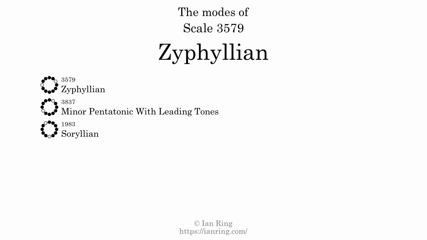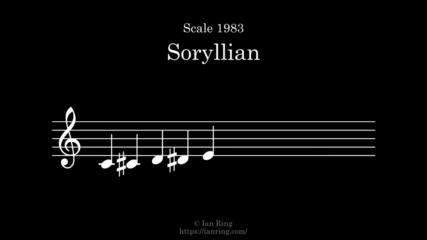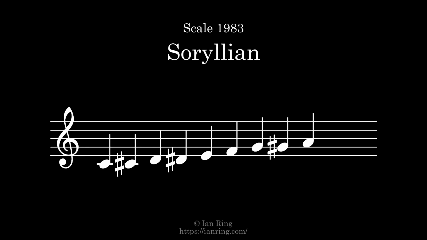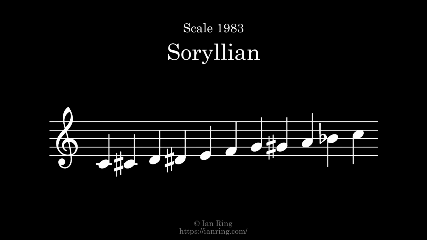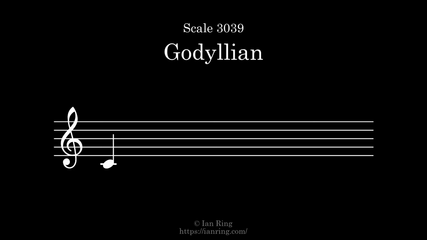The third mode is scale 1983, also known as Zyphyllian. It sounds like this. The fourth mode is scale 3039, also known as Zyphyllian. It sounds like this.